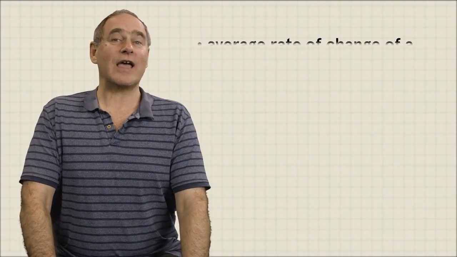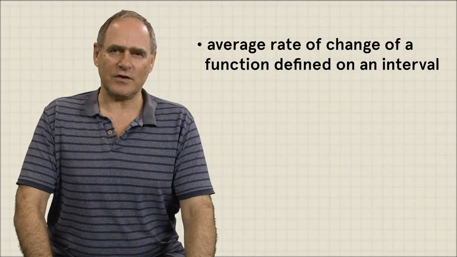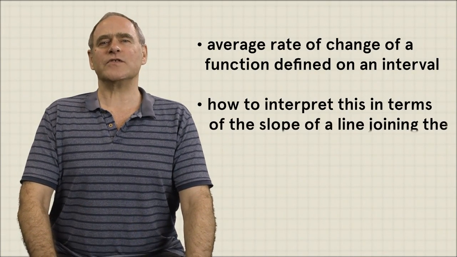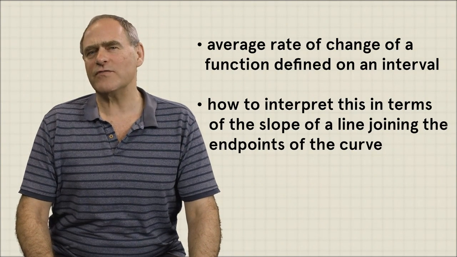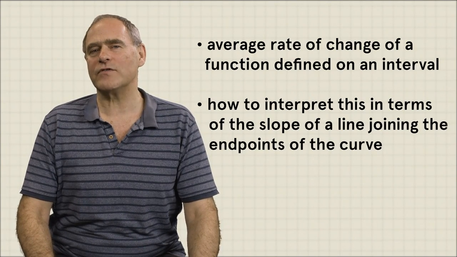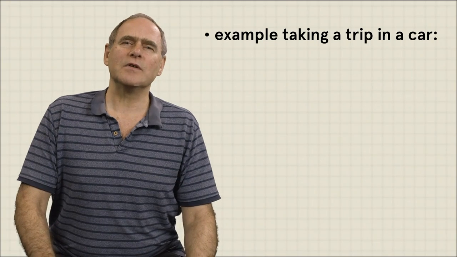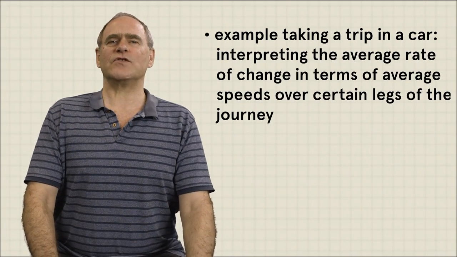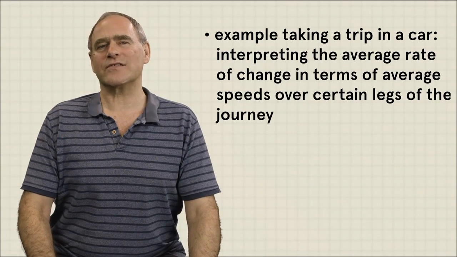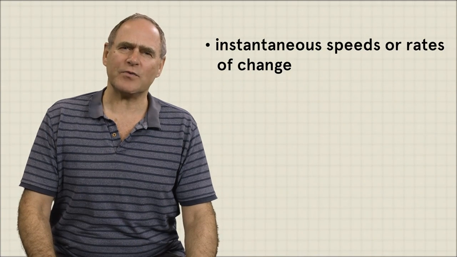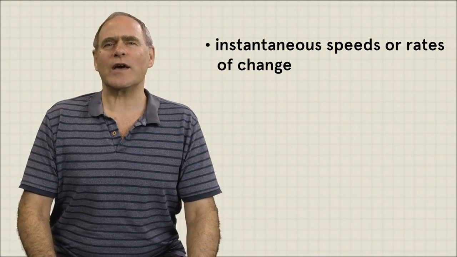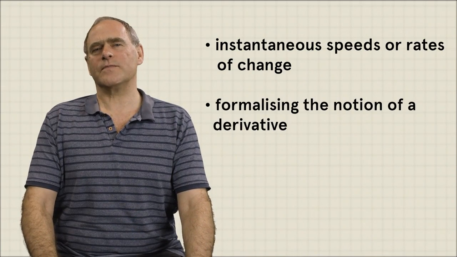Today we discussed the average rate of change of a function defined on an interval, and saw how to interpret this in terms of the slope of a line joining the endpoints of the curve. This gives us information about how quantities change on average. We looked in detail at an example involving a car trip, interpreting the average rate of change in terms of average speeds over certain legs of the journey. When we start to think about instantaneous speeds or rates of change, such as what you see on the speedometer in a car, then we're well on the way to formalising the notion of a derivative.